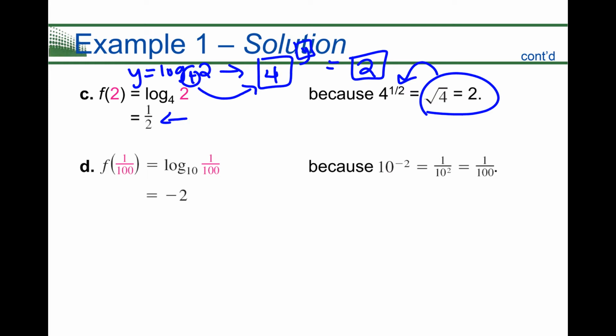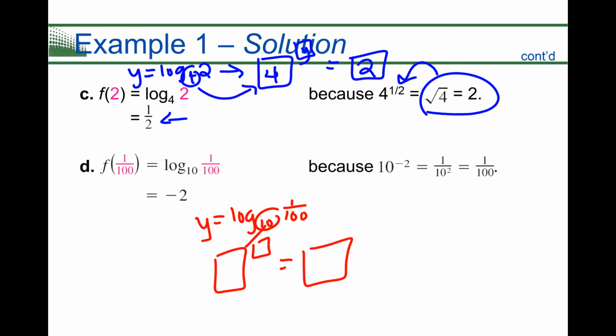Here in this last one, y is equal to log base 10 of 1 over 100. This would be a good test question. So set up your boxes. The base of your log becomes the base of your exponent. A logarithm is equal to an exponent, so y goes here, and I haven't used 1 over 100.